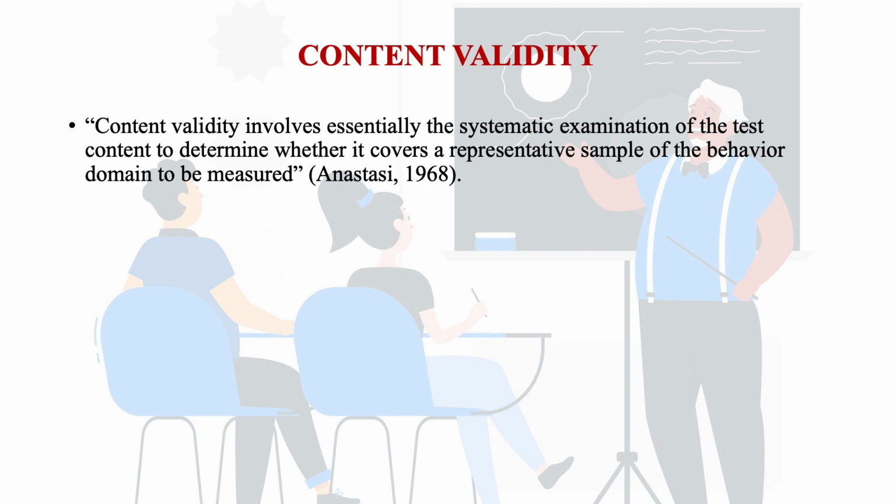And further, now let us try to understand the second method of establishing validity, that is content validity. As per Anastasi, 1968, content validity involves essentially the systematic examination of the test content to determine whether it covers a representative sample of the behavior domain to be measured. So here what you have to do in content validity is a systematic examination of the test content.